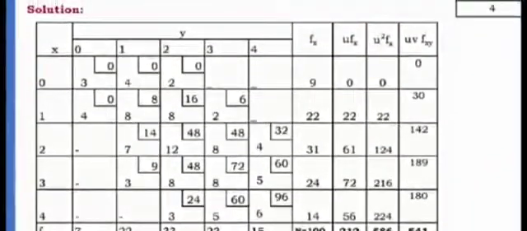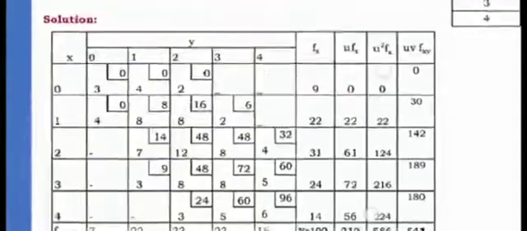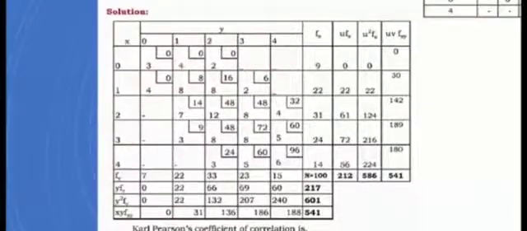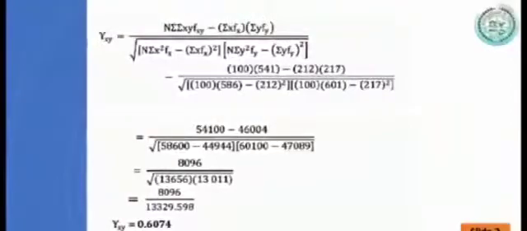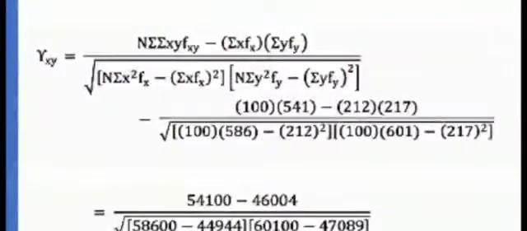This is a table in which x is changed into u and y is changed in terms of v. For now, I'm just going to say that you just see the example. fx are the frequencies of x, fy are the frequencies of y, u into fx means you're changing x to u, and v for y, and then you make those calculations. And the formula you use here is quite big. Rxy is equal to N double summation xy fxy minus summation x fx into summation y fy, divided by the square root of N summation x square fx minus summation x fx the whole square. Similarly for y you are going to write the same thing.